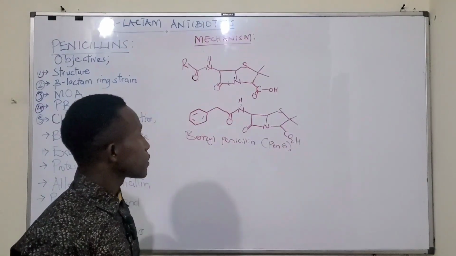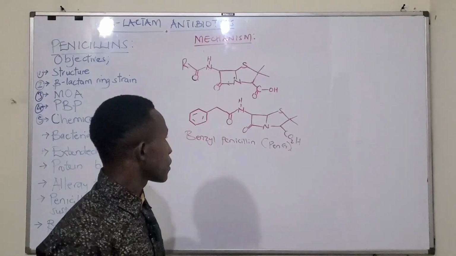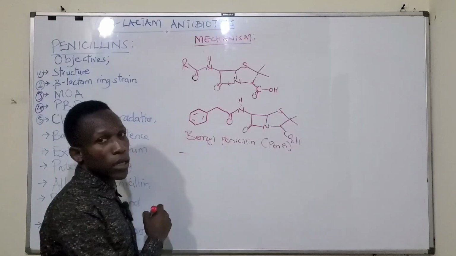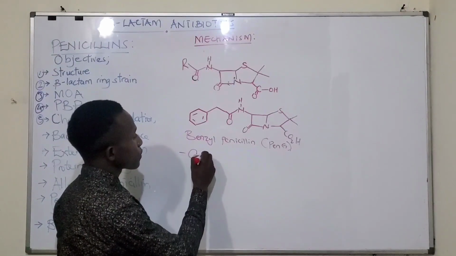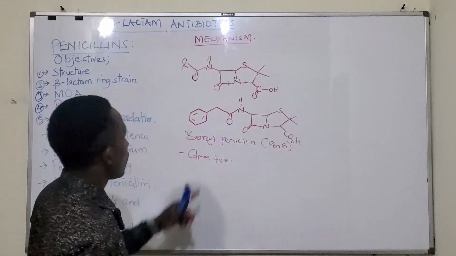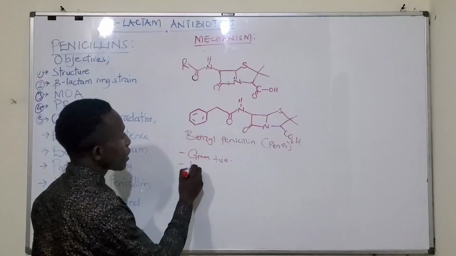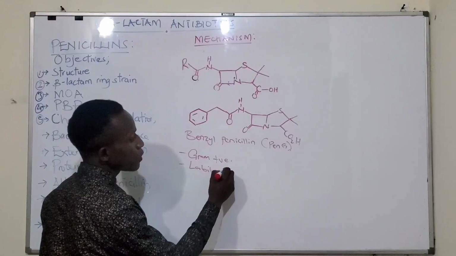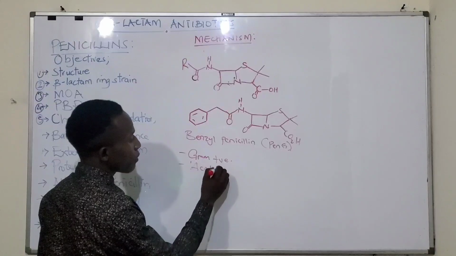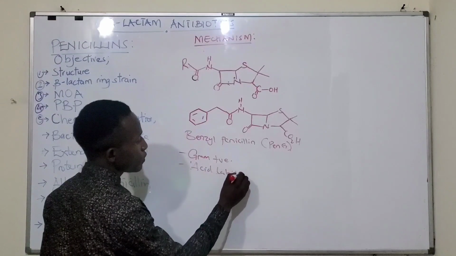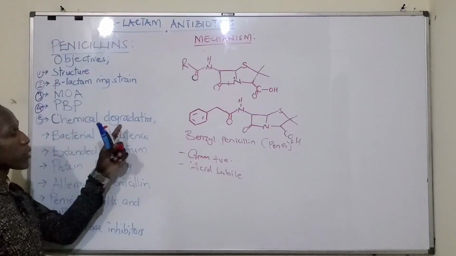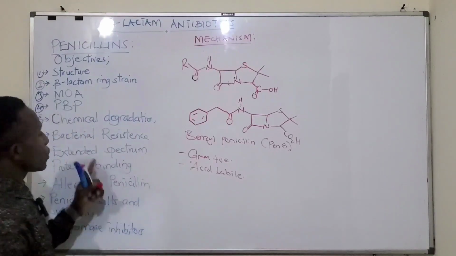This benzyl penicillin is the natural penicillin, and it was found that this penicillin was mainly acting on gram-positive bacteria. Also, it is acid labile, meaning that it is degraded by the acid. That's the chemical degradation.